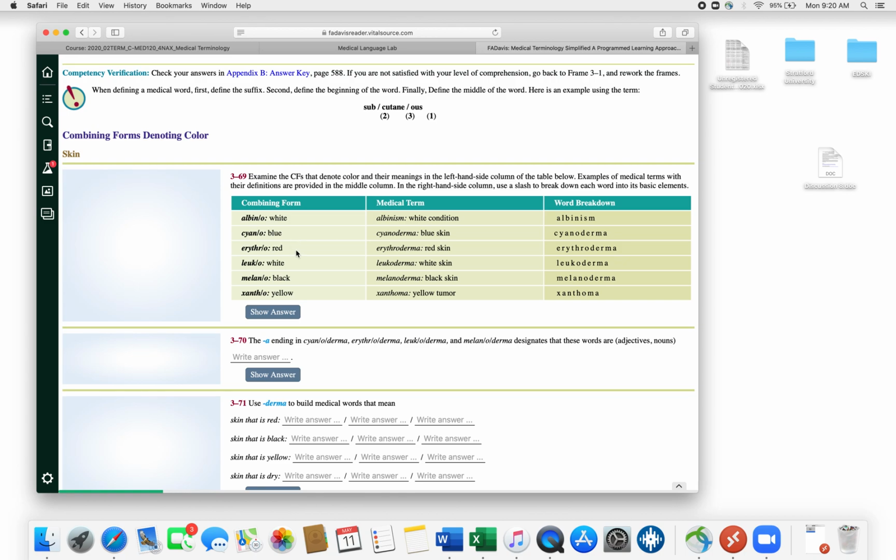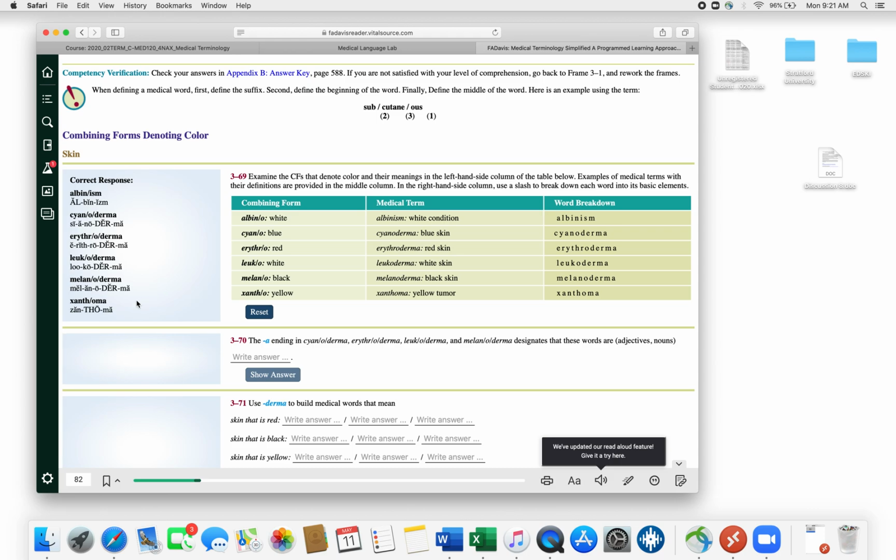Erythro, erythroderma, it's when my patients flush. Either they're embarrassed or they have a mild inflammatory process going on. Leuco means white. Leucoderma. You may have heard of the term leukoplakia, which is when you get a white growth on your tongue. Melano we already discussed, and xantho is yellow. Xanthoma usually means it is some sort of tumor, most likely fat, and that's a xanthoma or a xanthoderma.